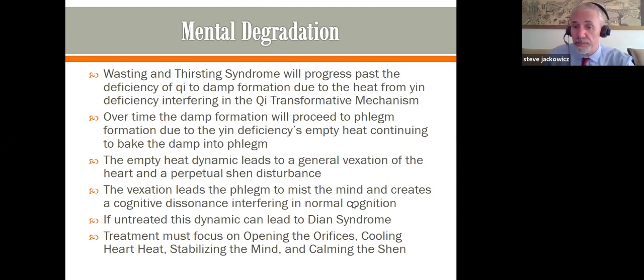So this can lead to phlegm misting the mind, creates a cognitive dissonance. And this is what we now call diabetes type 3. Right? This is now called type 3 diabetes in Western literature, where it starts to form amyloid plaque formations in the brain and other problems in the brain. It can lead to what in TCM we call Dian syndrome. And those of you who did our mental emotional class are familiar with Dian syndrome. It can become delusional. So if you're treating this, you have to focus to open the orifices, cool the heart heat, stabilize the mind, calm the Shen, and address the underlying problem in the 3 burners, the Shaoke. So I'm just putting this here because it's complicated. Okay.